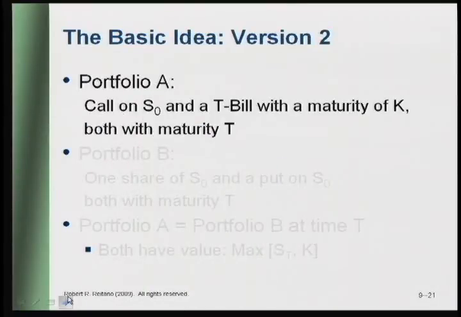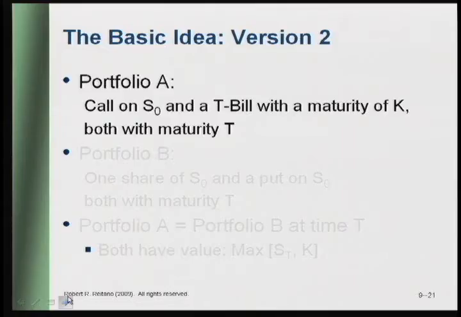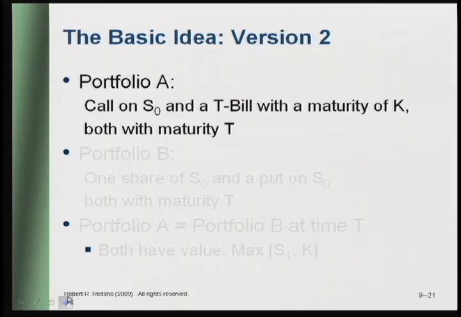We're now going to look at the same basic idea version 2. It provides a different intuition for put-call parity, which is valuable in practice. And we're again going to look at two portfolios, portfolio A and B. But now A is going to be a call on the stock and the T-bill with a maturity of K. A call and a T-bill is a natural portfolio because a call provides you with the option to buy, and of course the T-bill with a maturity of K provides you the funds to do the purchase. So it's a natural package.